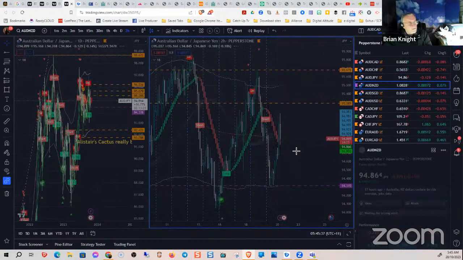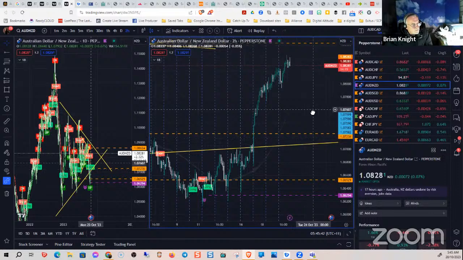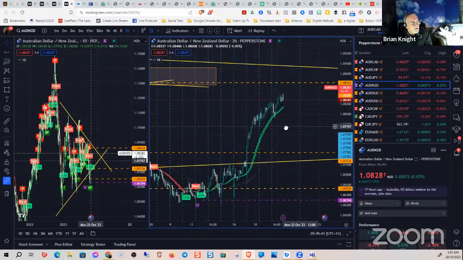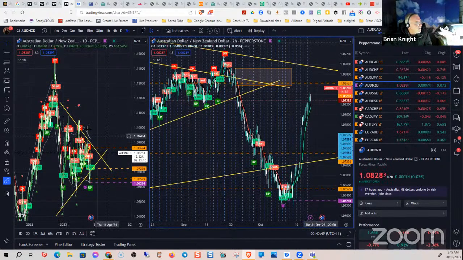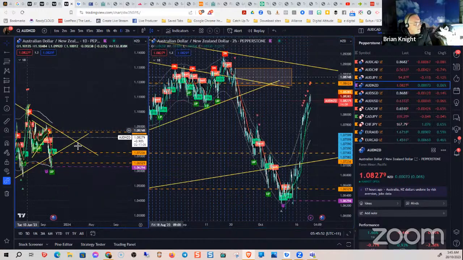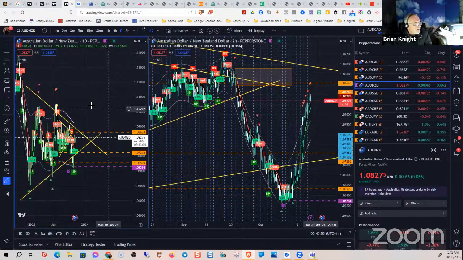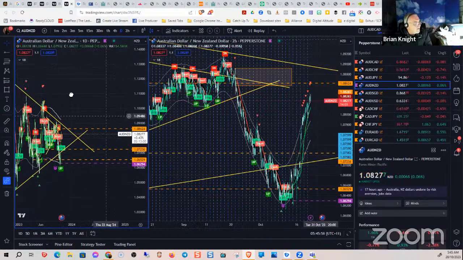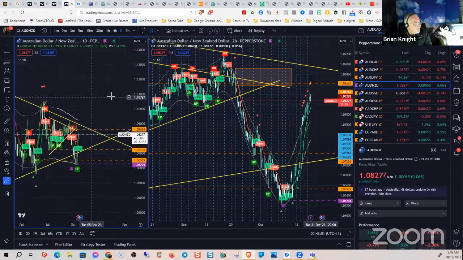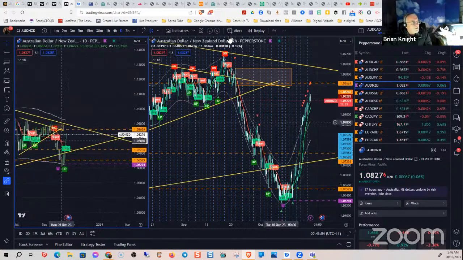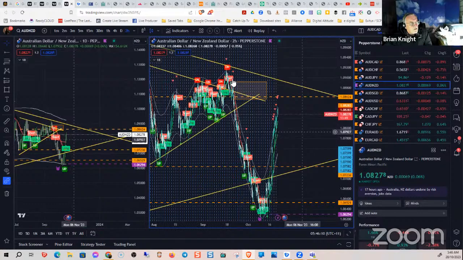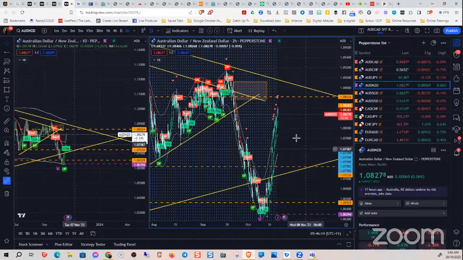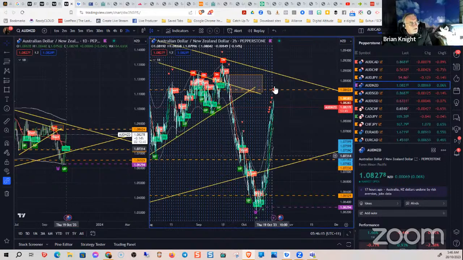AUDNZD, Alistair posted. I think that this has got some further to push up. I don't know if you can see it over here on the daily. There's an even high over here that it's basically coming up to. See how it's wedged in there, dropped right out, and now it's coming back up again. Look at that roll. It's crazy, isn't it? Look at that big push down there, and now it's coming back up to the same point.